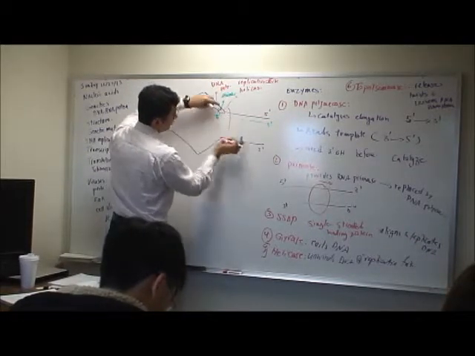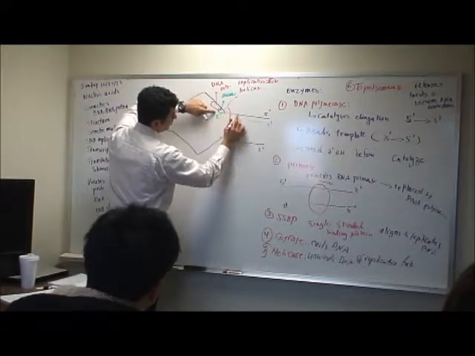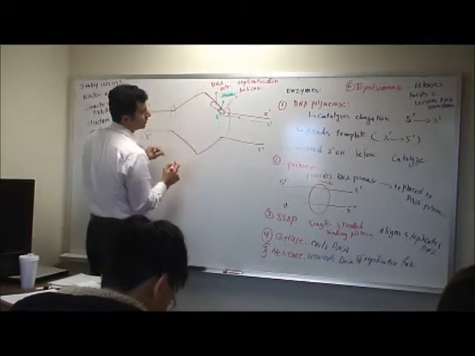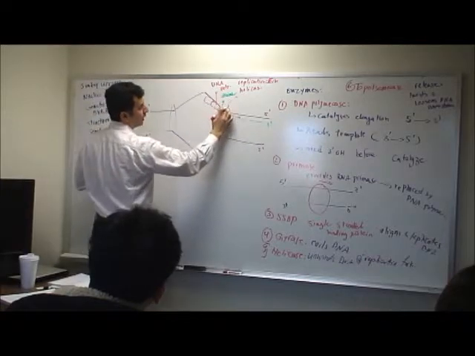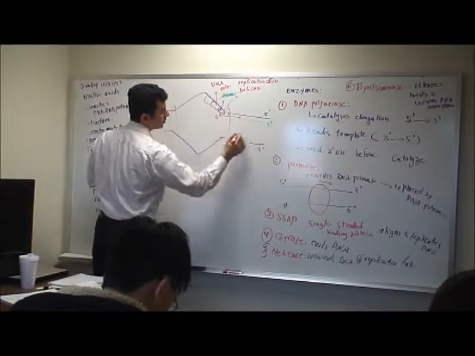So as this opens up, you start making this. So you make this, and then it goes further on. You make another one here, and so forth, it goes this direction, right? So primer, DNA polymerase, you make this, and this is a 5' to 3' strand.